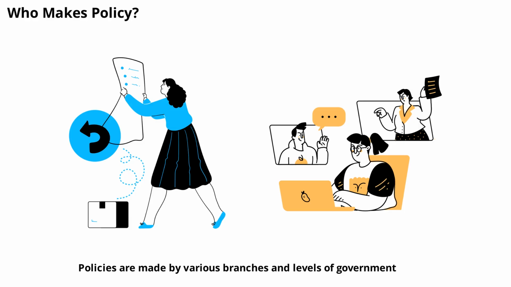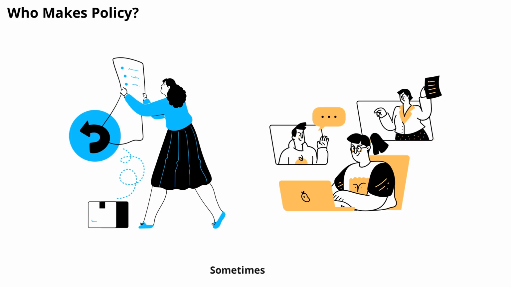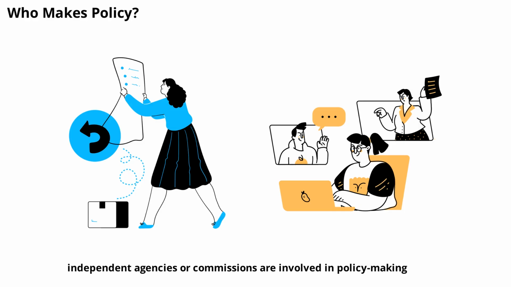Policies are made by various branches and levels of government. In most countries, the legislative branch creates laws, the executive branch implements them, and the judicial branch interprets them. Local governments, like city councils, also make policies that affect their communities. Sometimes, independent agencies or commissions are involved in policymaking, especially in specialized areas like health or finance. The process often includes input from experts, interest groups, and the public to ensure policies are well-informed and balanced.